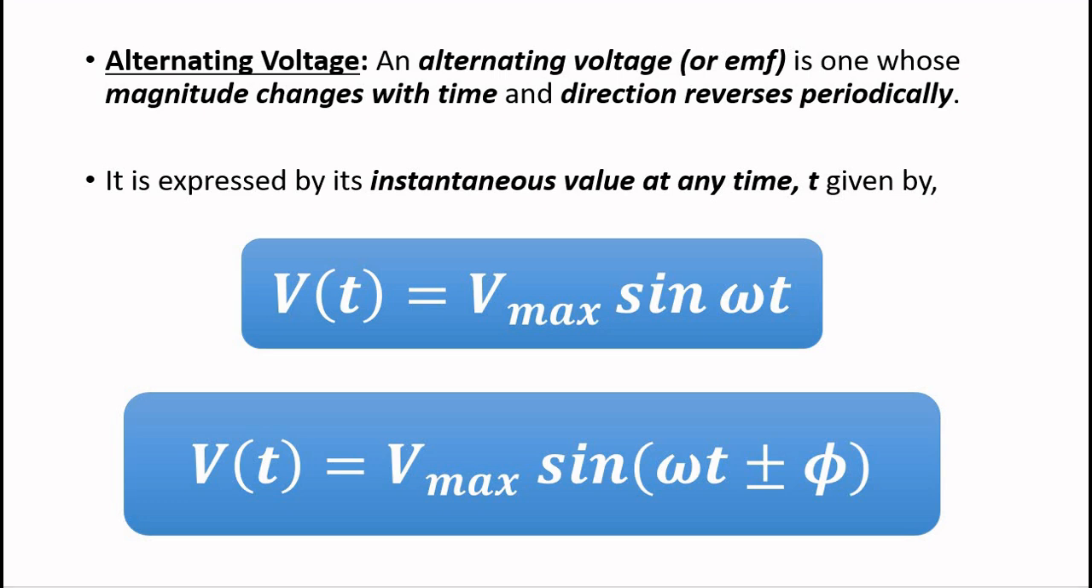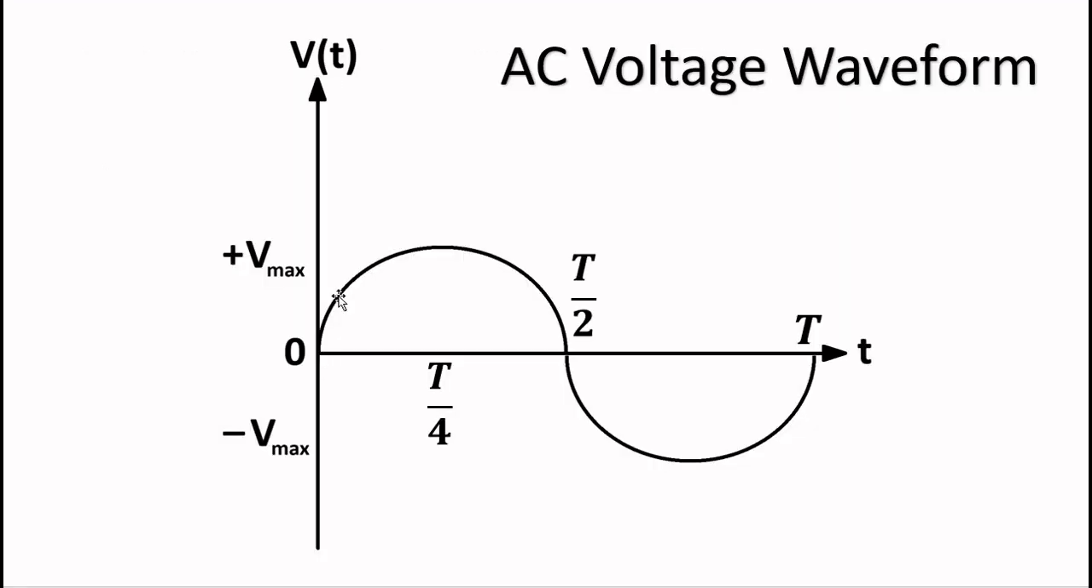This is the general waveform of an AC voltage. Positive half cycle followed by a negative half cycle, with no initial phase angle, starting from 0. Peak values, positive peak value plus Vmax and negative peak value minus Vmax, total time period T. The time period of a half cycle is T by 2.